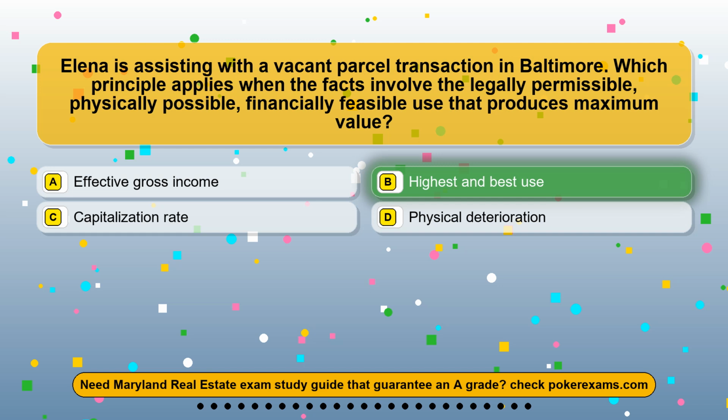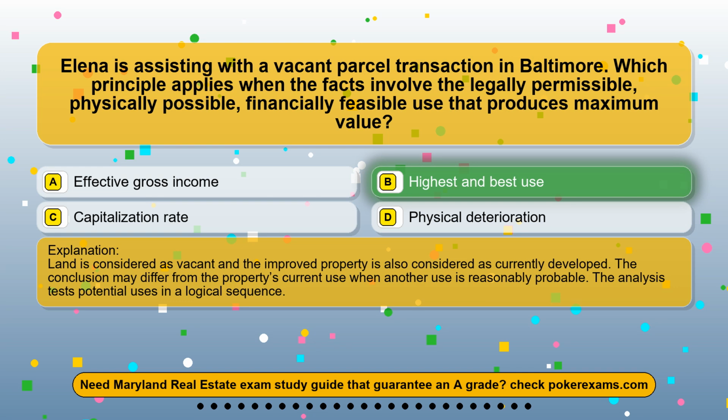The correct answer is option B. Highest and best use. Land is considered as vacant and the improved property is also considered as currently developed. The conclusion may differ from the property's current use when another use is reasonably probable. The analysis tests potential uses in a logical sequence.